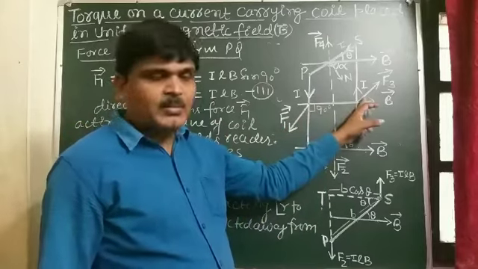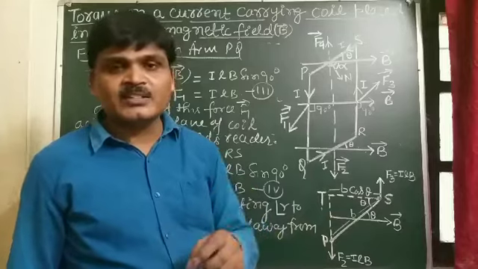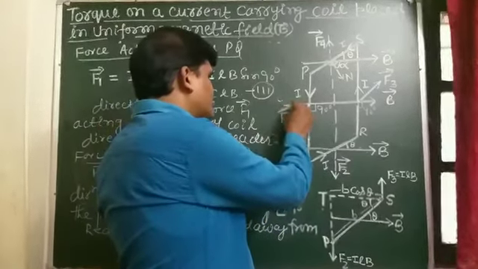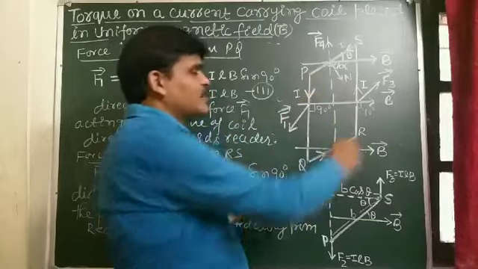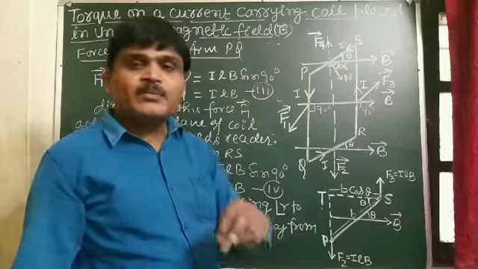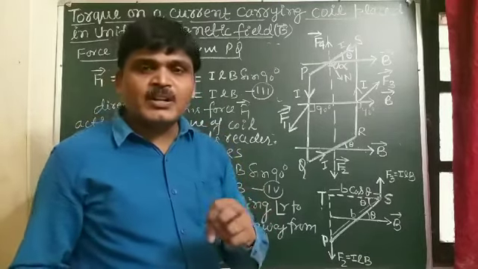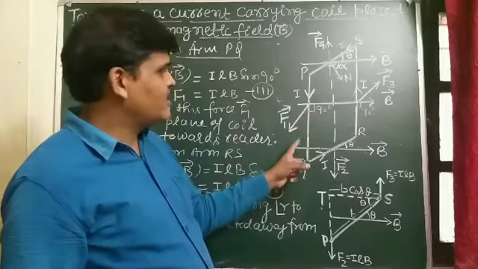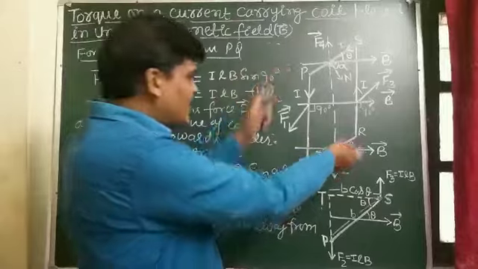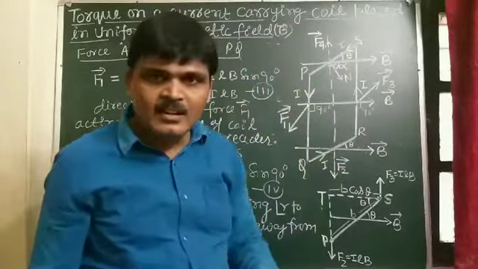They are parallel but acting in opposite direction, and their line of action, meaning force acting on PQ and RS, their line of action is different. So they form a couple, and this couple rotates the coil PQRS in anti-clockwise direction along a dotted line.